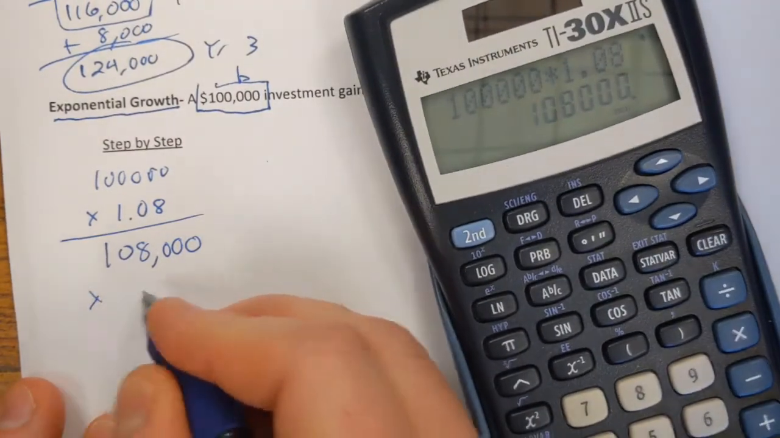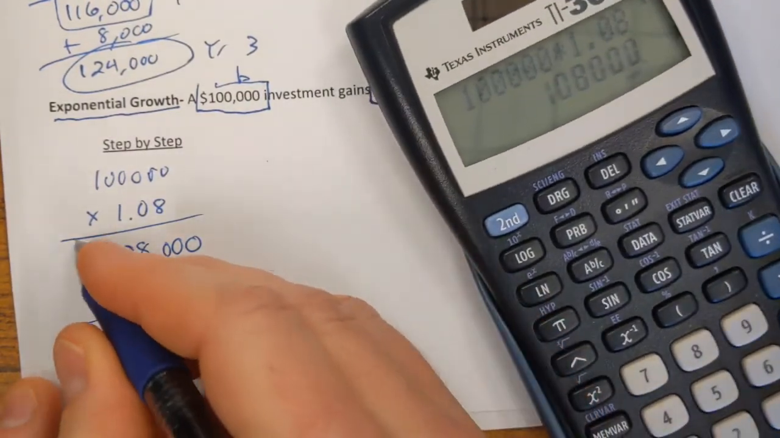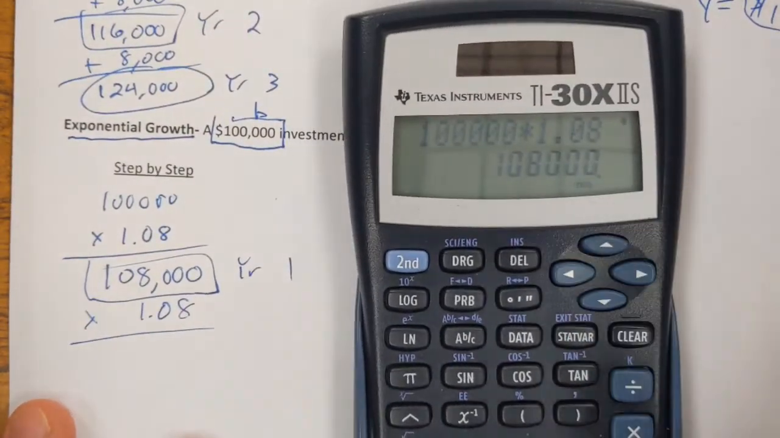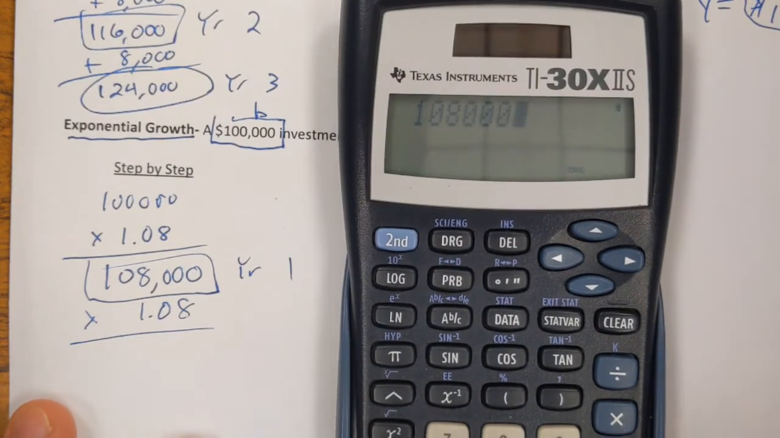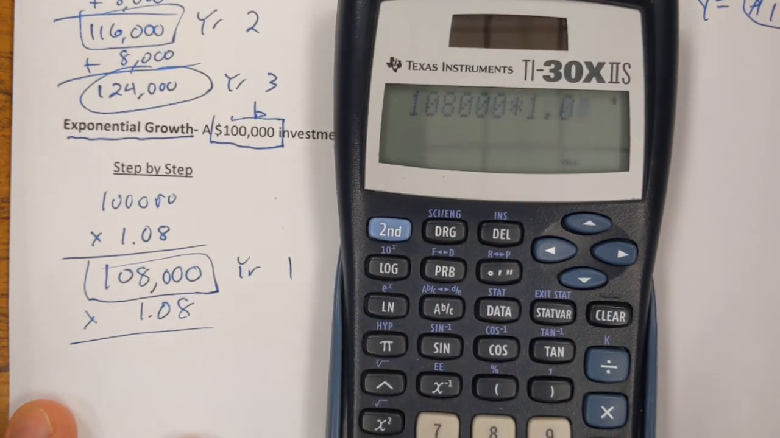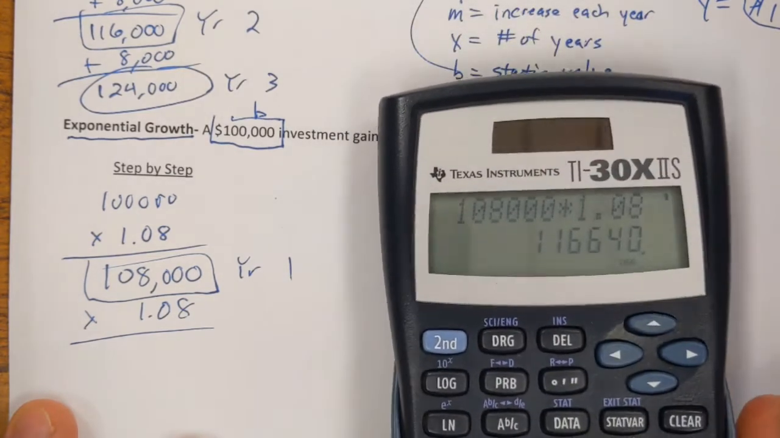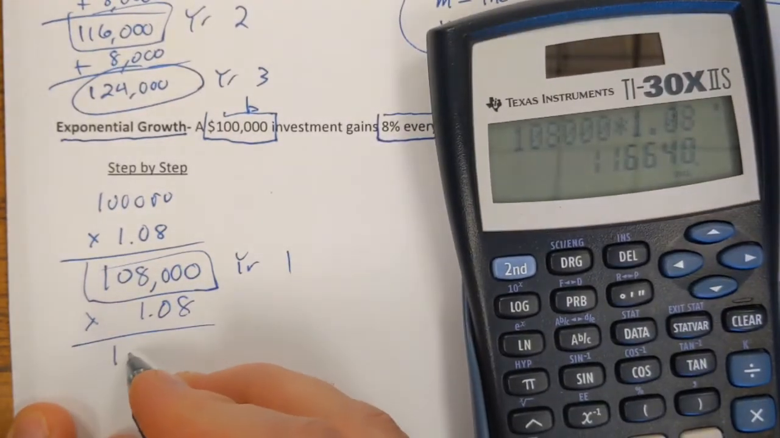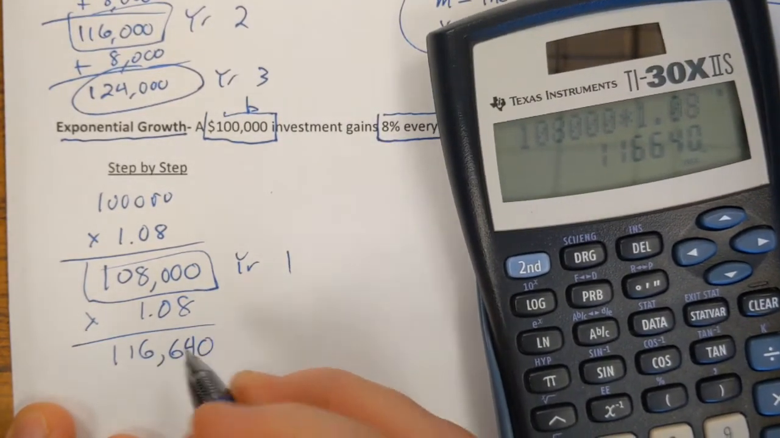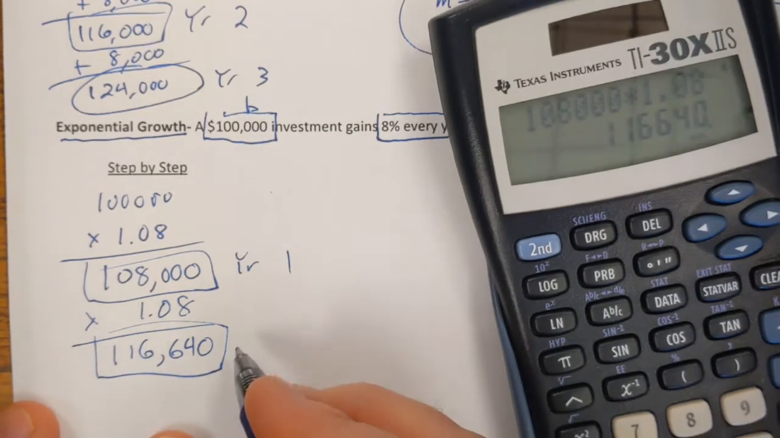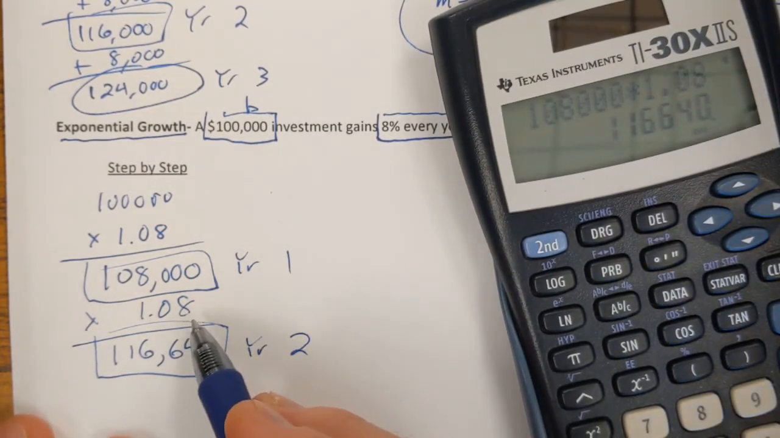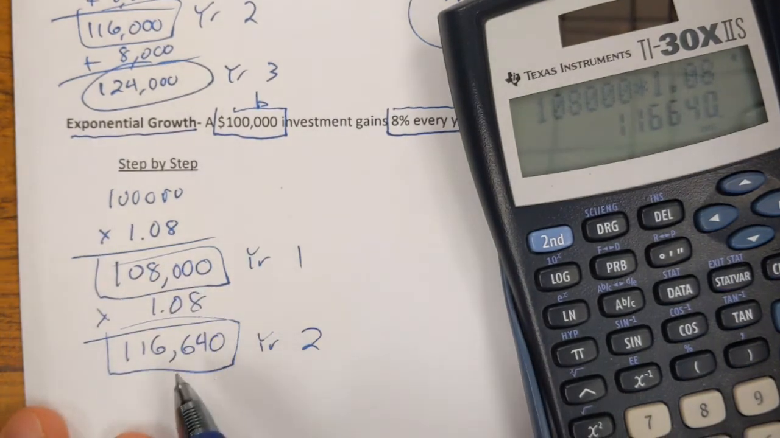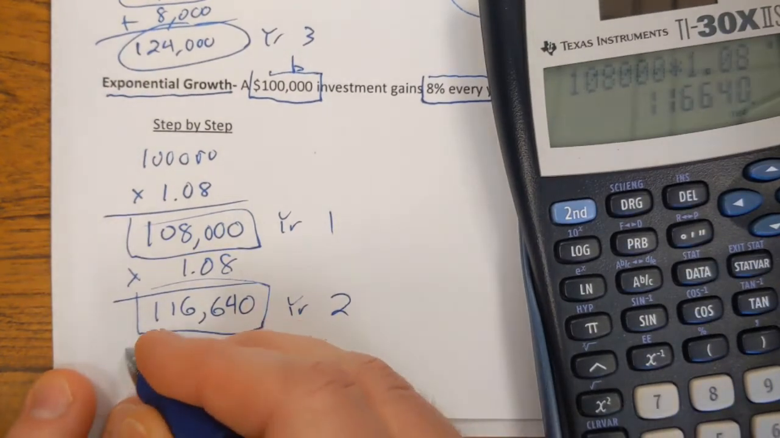But watch what happens the next time I do this. So this would be after year 1, it would have $108,000. But now I need to take this $108,000 and now I need it to grow by 8%. And watch what happens. It actually goes up by a little bit more this time. This time it doesn't just go up another $8,000. This time it actually goes up by $8,640 because 8% of 108,000 is more than 8% of 100,000. So you see it tacks on this little bit extra here that you don't get with linear growth.